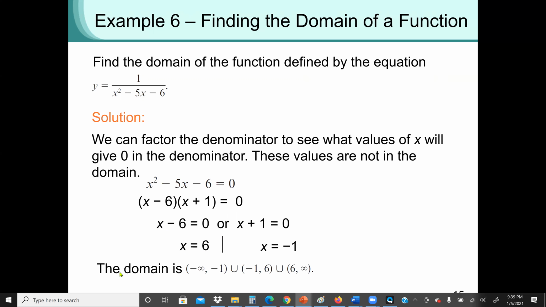Then now we can set the domain. So the domain, since we have up to -1, the domain will be from -infinity to -1. And this means a union, or.